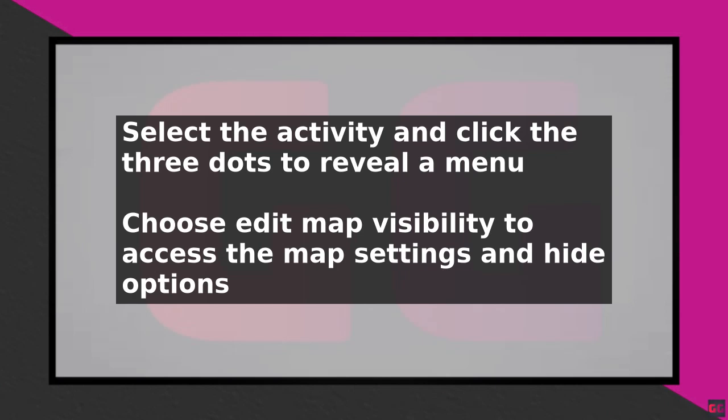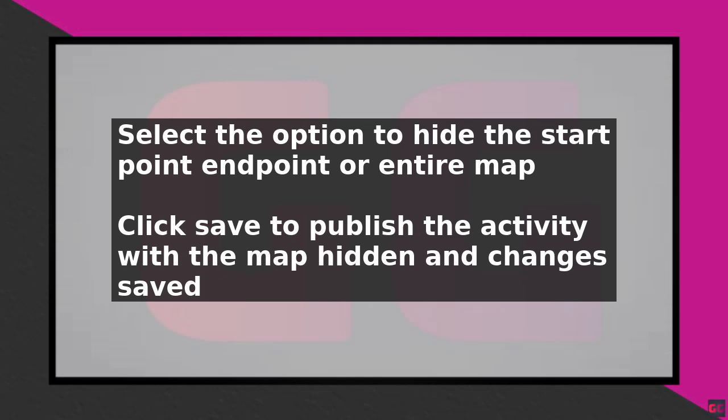To find the activity for which you want to hide the map, go to your profile and select the activity. In the top right corner of the activity page, you'll see 3 dots. Click on these dots to reveal a menu with options including Add Media, Add Activity, Crop Activity, Edit Map Visibility, and more. Select Edit Map Visibility to access the map settings.